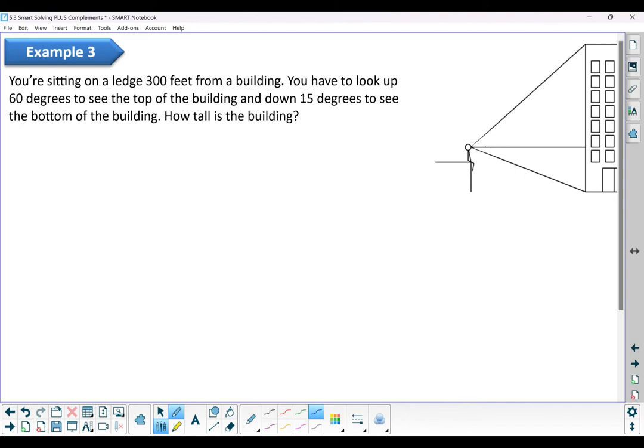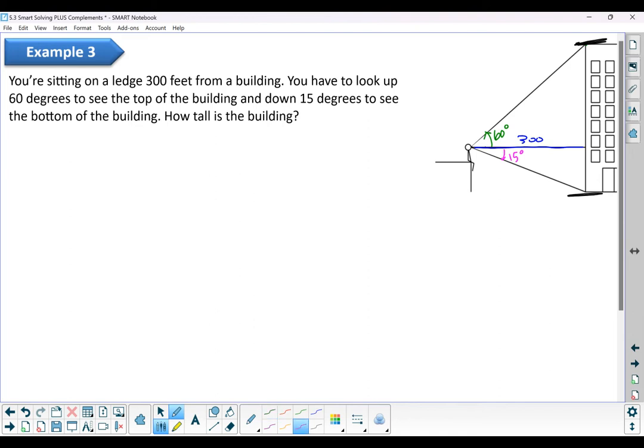So this says you are sitting on a ledge 300 feet from a building. So this distance between you and the building is 300 feet. You have to look up 60 degrees. So you look up 60 degrees to see the top of the building. And you bring your eyes down 15 degrees to see the bottom of the building. And our question is, how tall is this building?